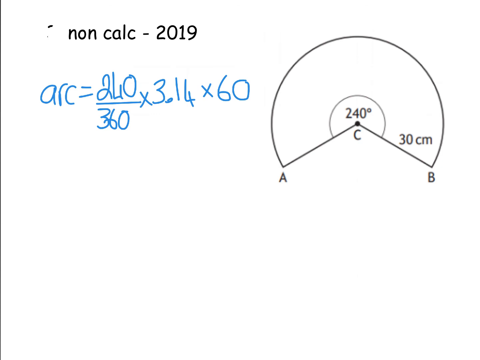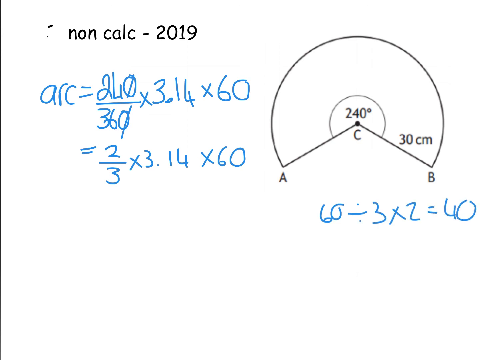Now, the first thing we need to do is simplify down that fraction. If I take off the zeros, 24 and 36 are in my 12 times table. So that becomes 2/3 times 3.14 times 60. Now, remember multiplications can be done in any order. So if I ignore the 3.14 just now, I can find 2/3 of 60. 60 divided by 3 is 20. Times it by 2 is 40. So this actually becomes 3.14 times 40.